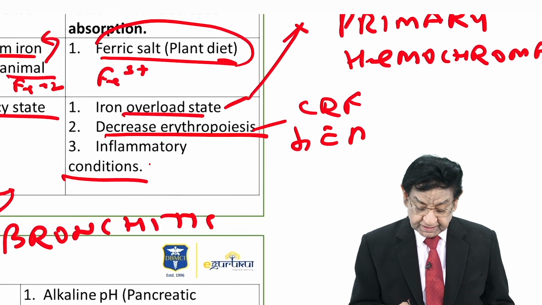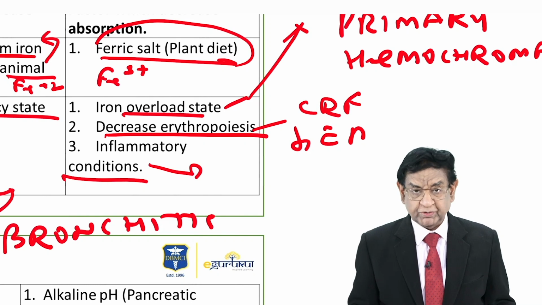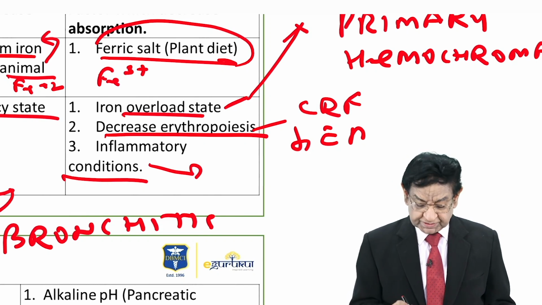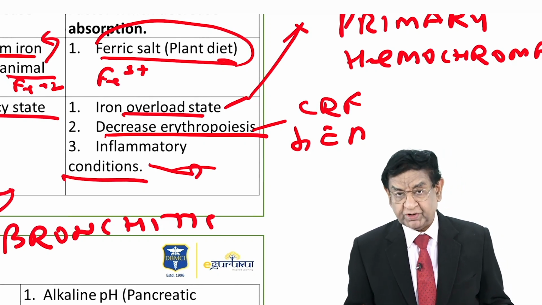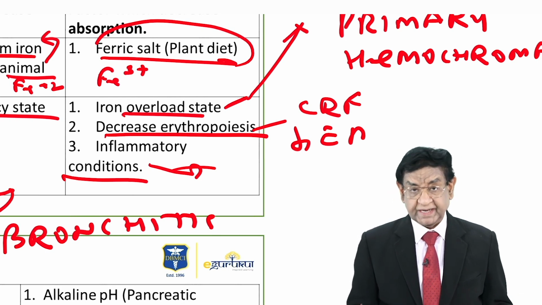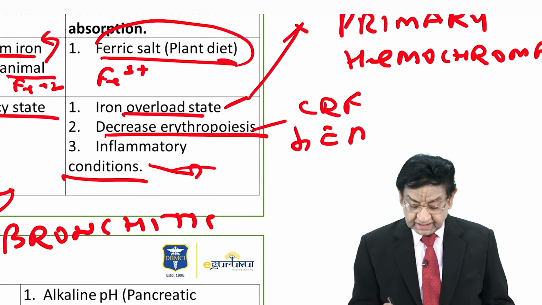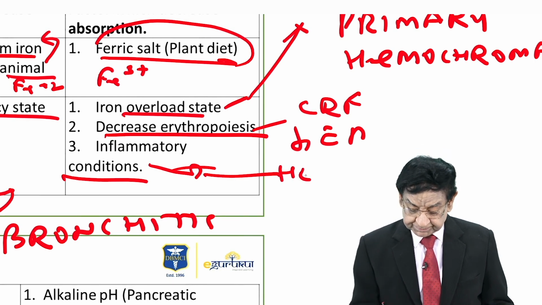Now, a very, very important question from pathology. Stop the video, write down the answer. Which molecule is very much responsible for reduced iron absorption in any chronic inflammatory condition? Stop the video. The answer of this is hepcidin.